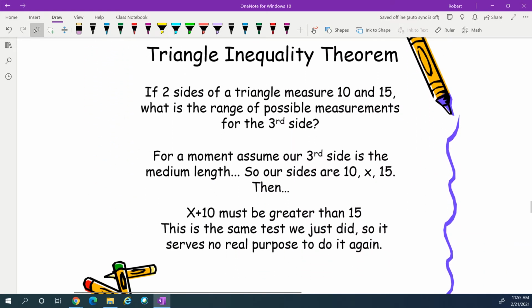We can test when our missing side is in the middle. So we get 10 plus x, and that's what we just tested. So middle doesn't matter. What we really want to concern ourselves with is, what if our missing side is the smallest? What if our missing side is the biggest? And that's going to give us our range.